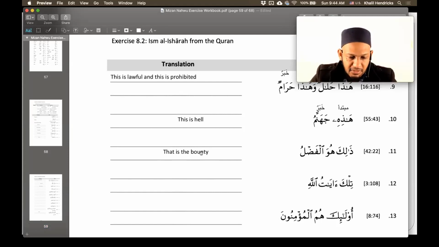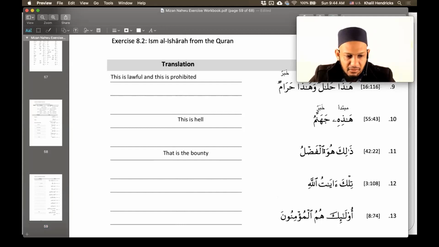So in other words, in Arabic, how do I say that bounty? ذَلِكَ الْفَضْلُ. How do I say that is a bounty? ذَلِكَ فَضْلٌ. How do I say that is the bounty? ذَلِكَ هُوَ الْفَضْلُ. So to say that is the something, I add a separator in it.